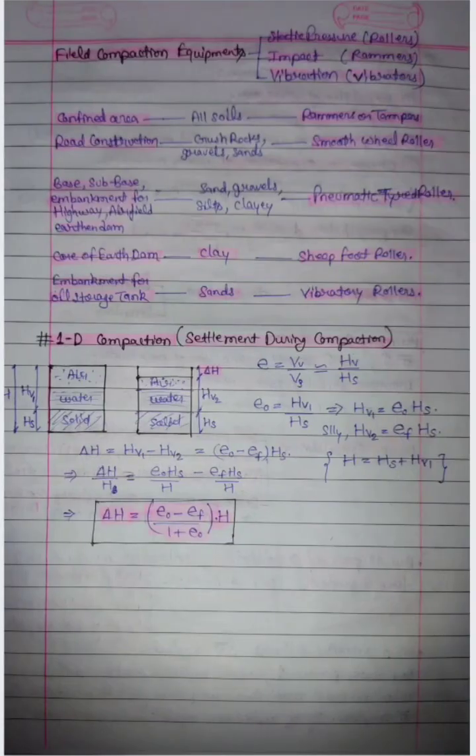Now field compaction equipments. There are static pressure equipments like rollers, impact compaction equipments such as rammers, and vibration compaction equipments such as vibrators. If we have a confined area, then for all kinds of soils we can use rammers or dampers. If we have to construct a road and the soil is crushed rock, gravel or sand, then we can use a smooth wheel roller.